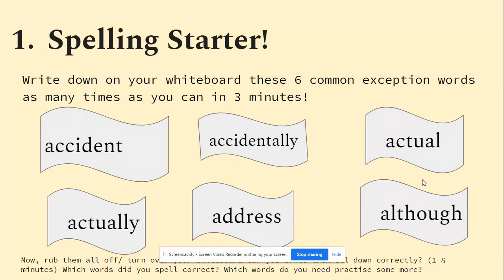Write down these 6 common exception words down as many times as you can, and then get a second sheet of paper or rub your whiteboard off, and in 90 seconds, how many of these 6 words can you remember without looking at the screen? So we're going to be doing this every day. It'll be a different spelling starter every day, but it's just to help you learn your common exception words a bit better, because you should be using Spelling Shed to learn your spelling rules for the week. But this is to help you learn your common exception words. So good luck with this starter.